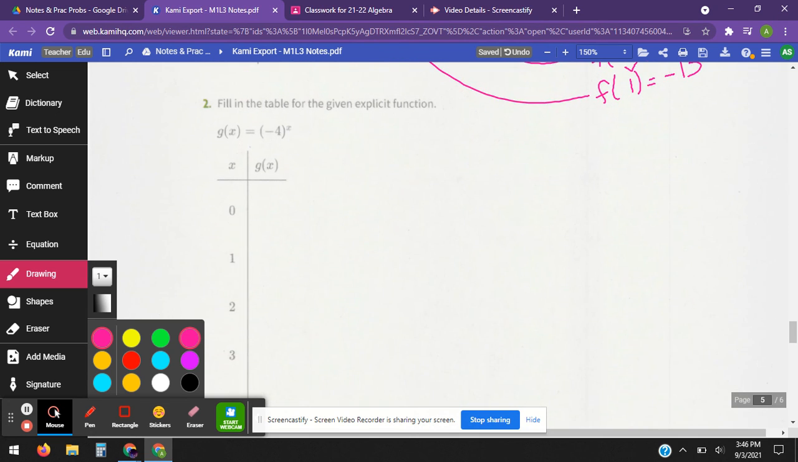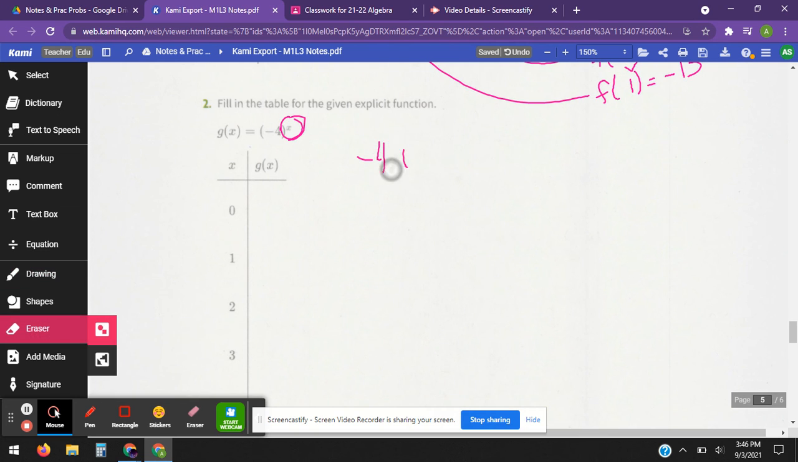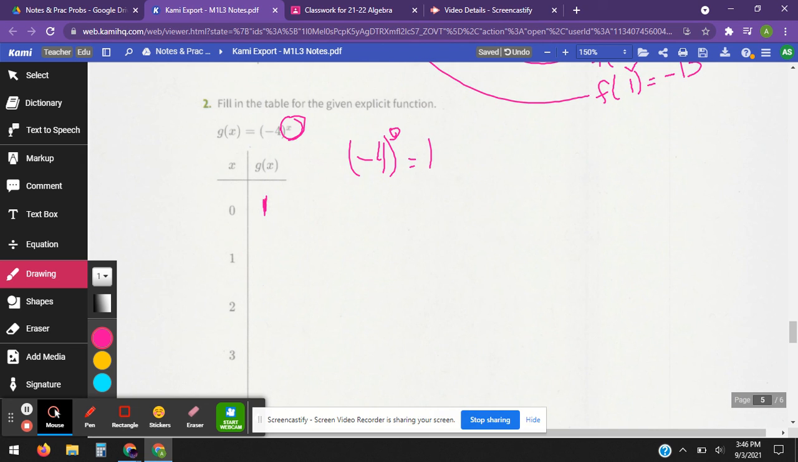All right. Fill in the table for the explicit function. Let's go ahead and I'm just going to substitute in all those numbers for x. So negative 4 to the 0 power. Anything to the 0 power equals 1. Negative 4, notice it's in parentheses, to the first power is my same number. But negative 4 to the second power really means negative 4 times negative 4, which is going to give me a positive 16.